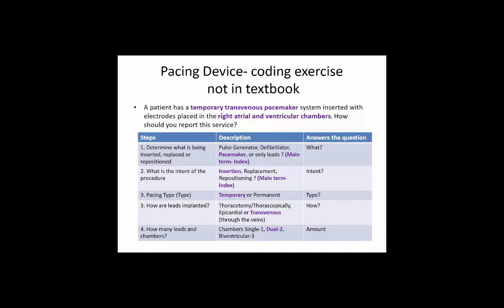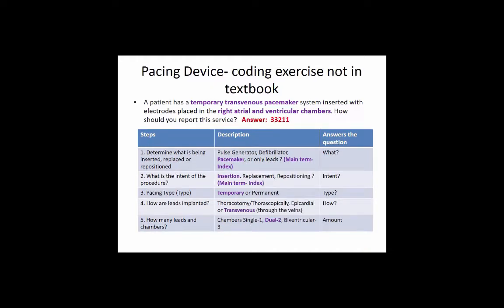Temporary, we're going to code it there. A pacer is either temporary or permanent. If it does not say, then we assume it is permanent. And then the leads are implanted, either thoracotomy, epicardial, or transvenous. In this case, it tells us it's a transvenous pacemaker. So once we have all those parts, the answer is 33211.